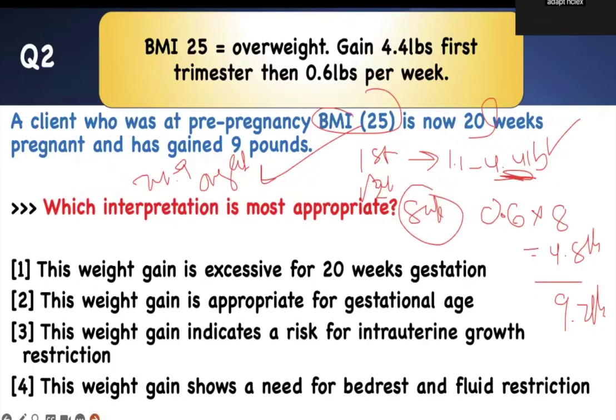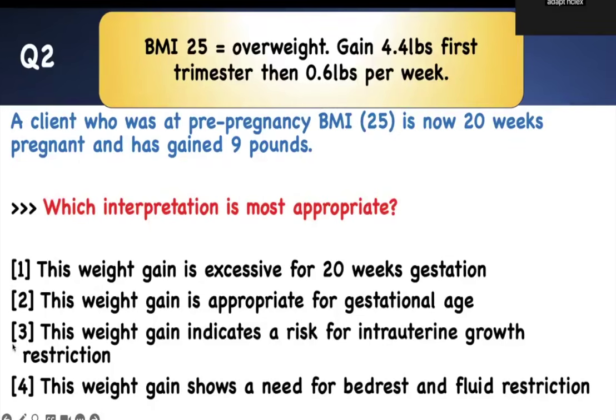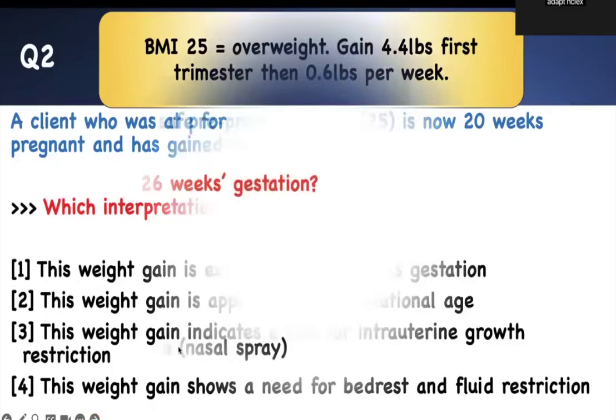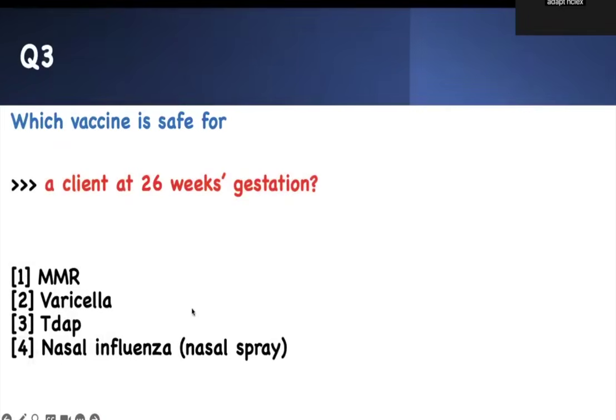So this is the concept I want you to take with you: weight gain is based on what your BMI is before. At a BMI of 25, gain 4.4 pounds in the first trimester. And then she's going to gain 0.6 pounds every week until the end of her pregnancy. This is key that you're supposed to know, and that is appropriate weight gain.